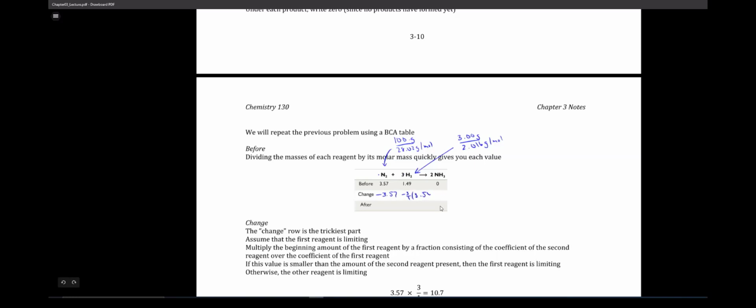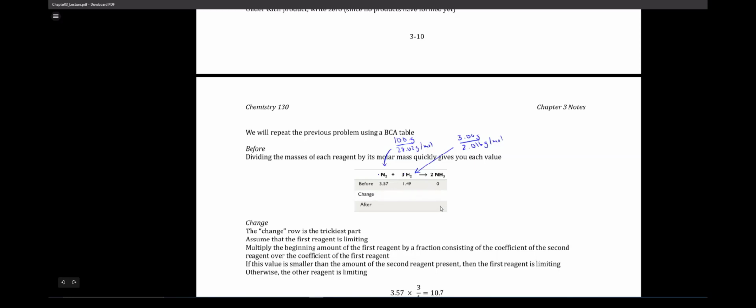Why is that obviously not going to work? Because you get the negative. Negative 3 times 3.57 is going to be more than negative 10, isn't it? And when I add these together, 1.49 and negative 10, this would give me negative hydrogen. So that doesn't work. Nitrogen is not the limiting reactant because it would give me a negative amount of hydrogen at the end. Can't do that. Does that logic make sense to everybody? You can never end up with a negative amount. So this can't be the limiting reactant.